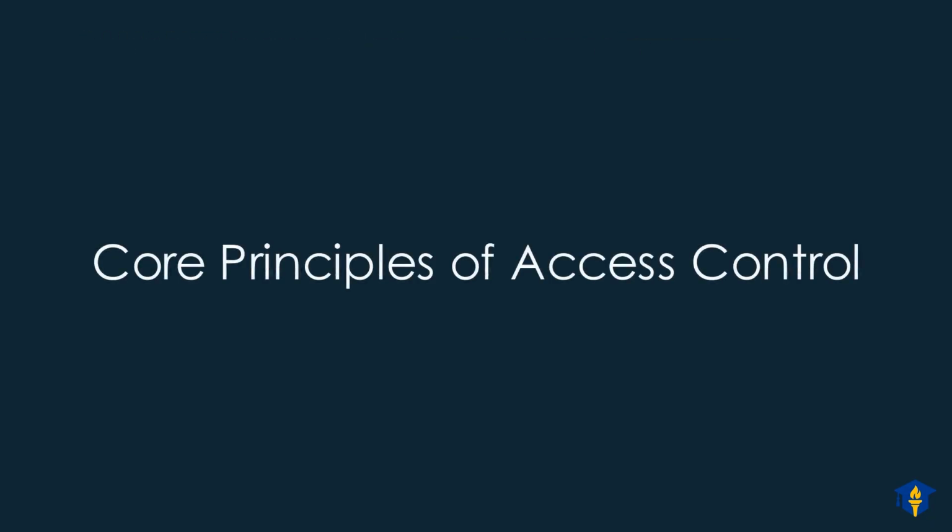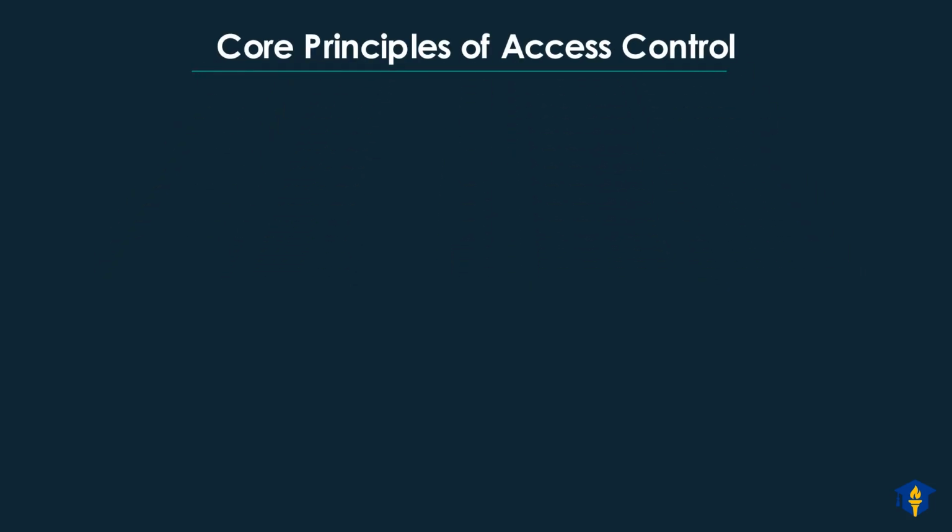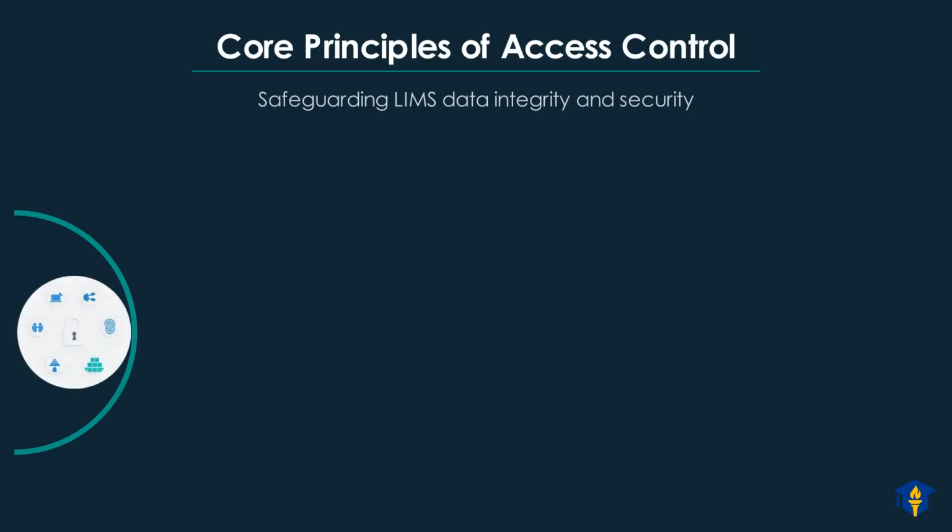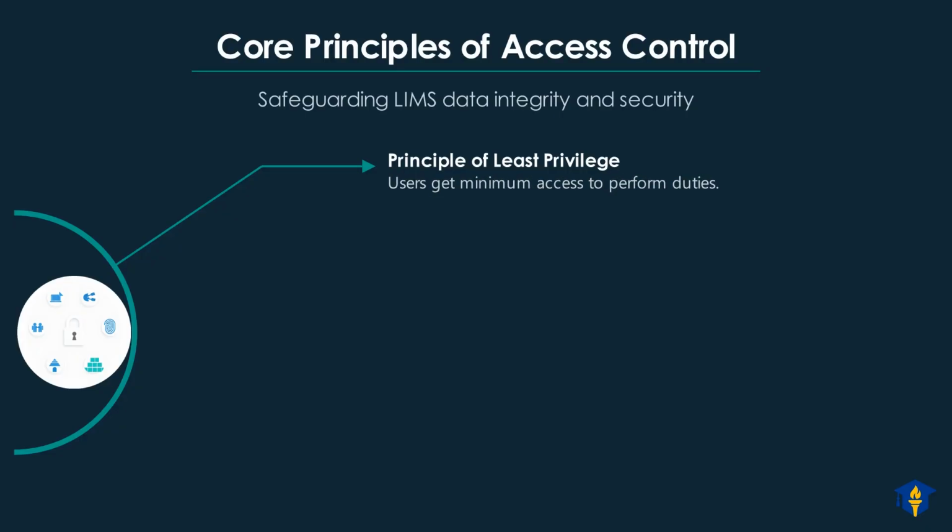Let's review the core principles that govern effective access control in LIMS. These principles are fundamental to safeguarding LIMS, data integrity and overall security. The first is the principle of least privilege, often abbreviated as POLP. This means users are granted only the minimum access required to perform their specific job duties.